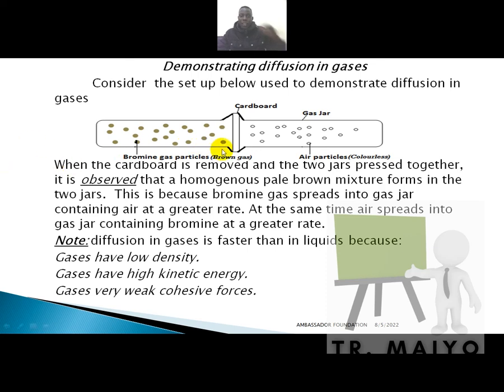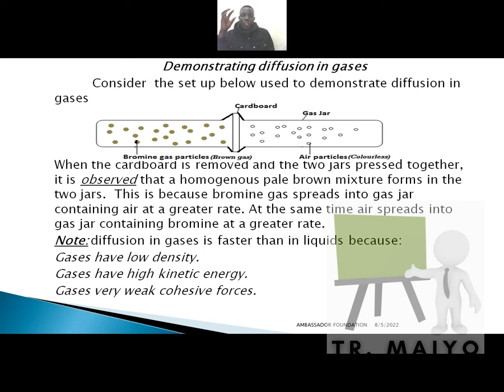In gases, there are many ways we can demonstrate this. Look at what we have there. We have a bromine gas, and remember, bromine is a brown gas. Then we have the normal air, which is colorless. When they are placed together like this, after some time, you will see the bromine gas in the other gas jar. Why? They will have diffused. And when you increase the temperature, the process of diffusion takes place very fast.